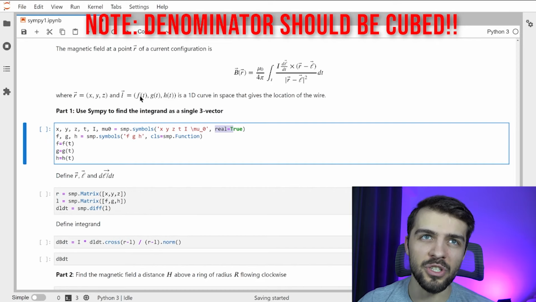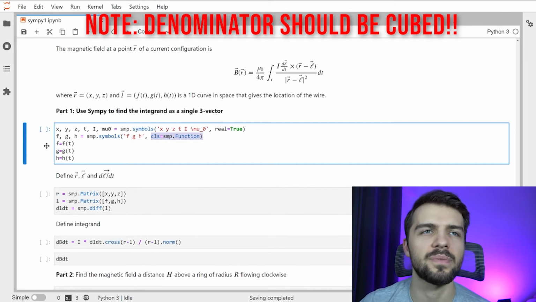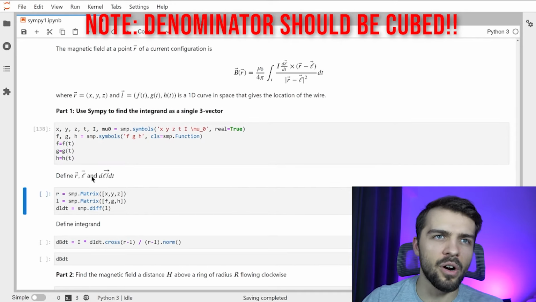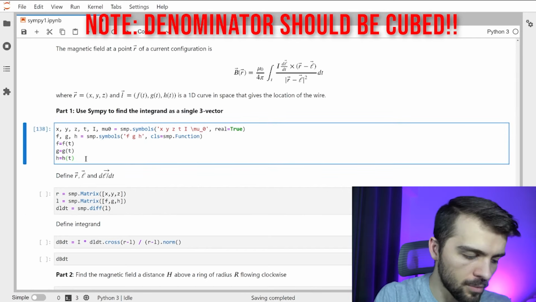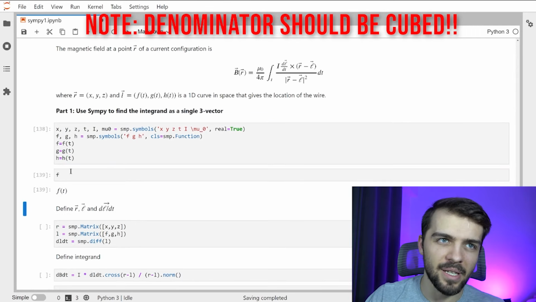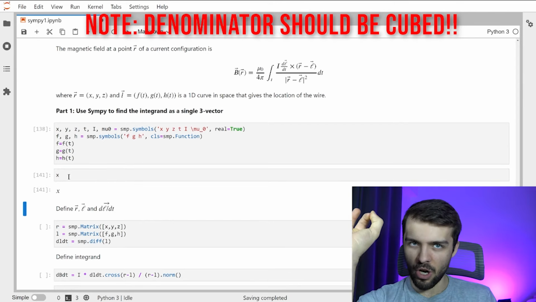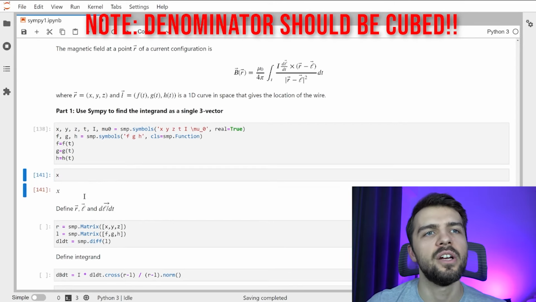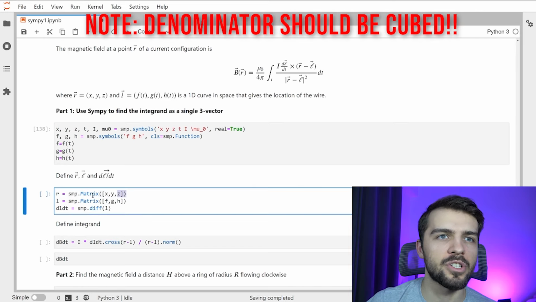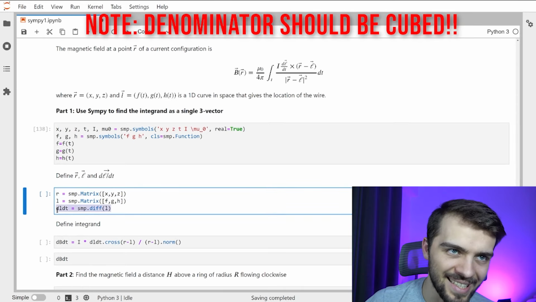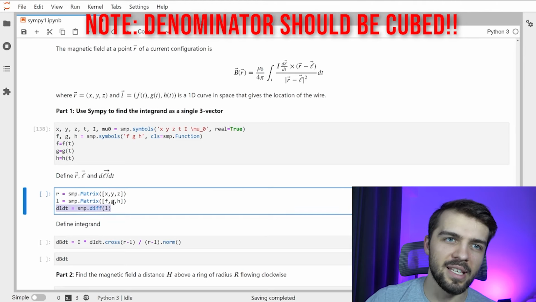Then I have these functions, f of t, g of t, h of t. So I specify them as SymPy functions. And then I do this here to make sure they're functions. Then I define r, l, and dl/dt. You'll note f is nicely written as f of t, same with g and h. X, y, z are just constants because that's your constant point in space. So here I define r, l, and dl/dt. So r is the matrix x, y, z. L is a matrix f, g, h, and dl/dt, which shows up in this integral, is sp.diff of L.